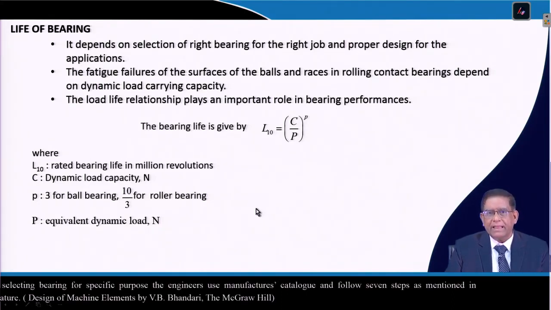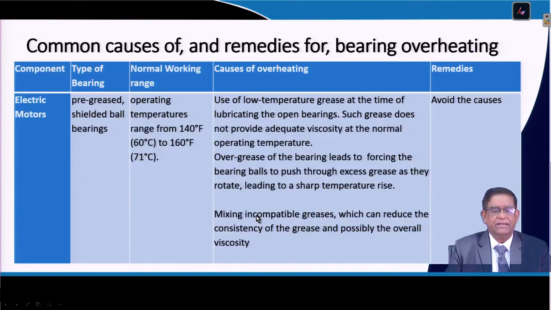Now, in advanced mechanical engineering departments, you can see test rigs where the life of bearings is tested and then finalized.